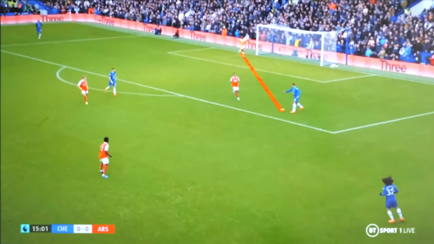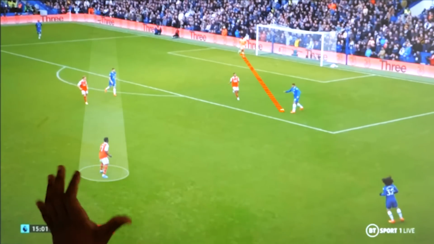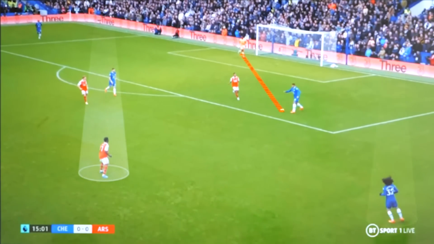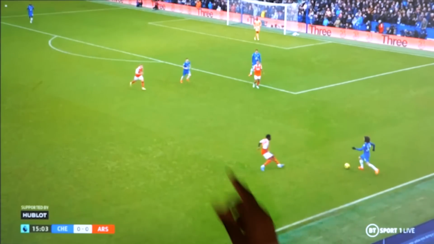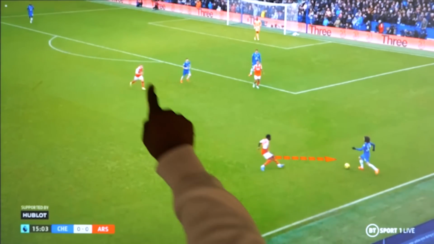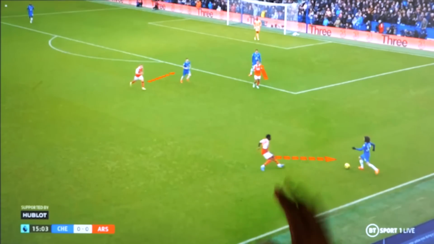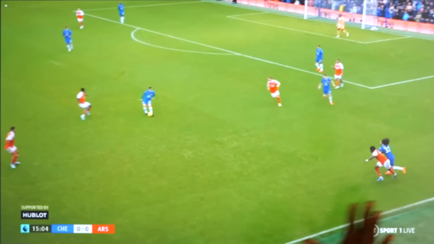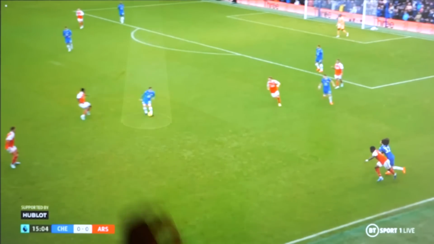And initially Saka would take up these much more central regions, meaning that Cucurella was the obvious man in space. Once the ball did go wide, Saka would then look to press, and as we can see, Arsenal are cutting off the easy options inside. But in this case, Mount has tucked in, so Chelsea are still able to play out.